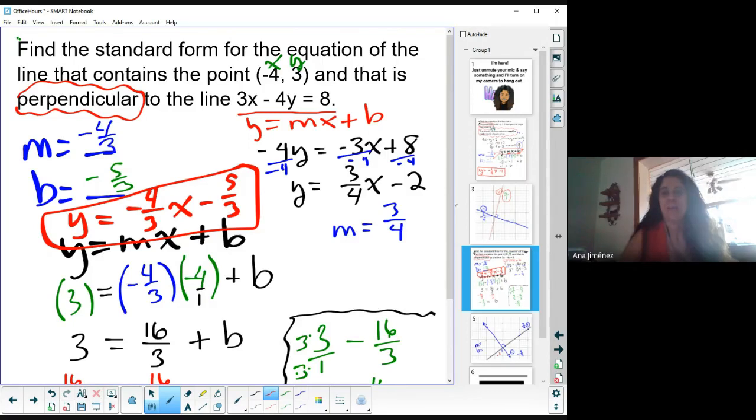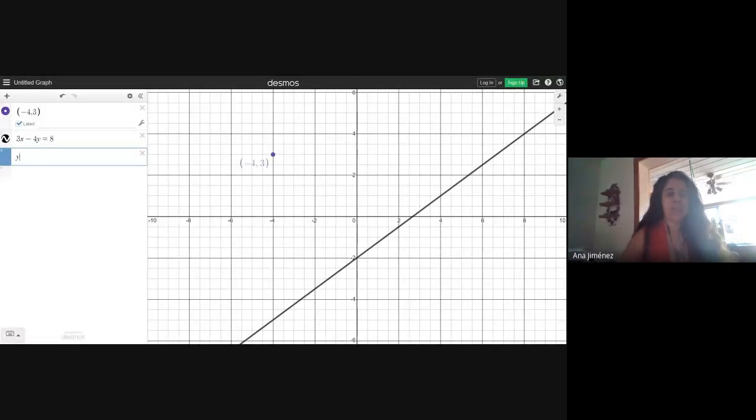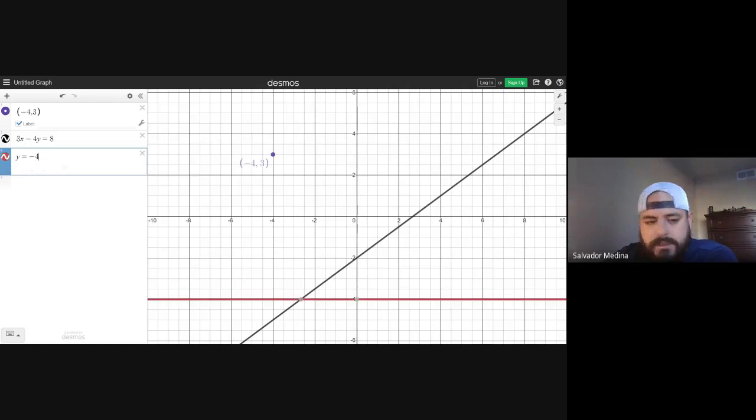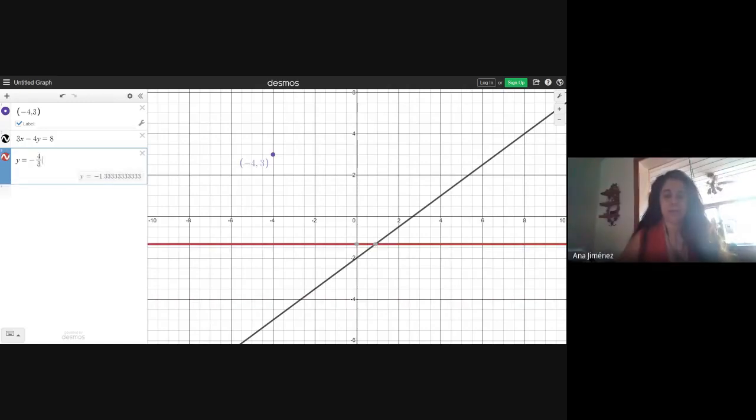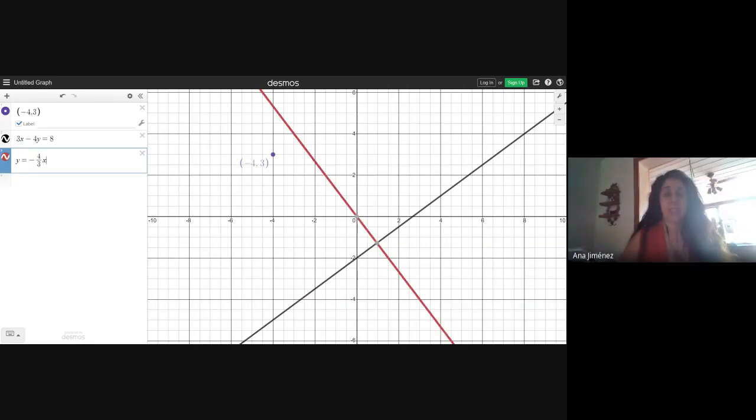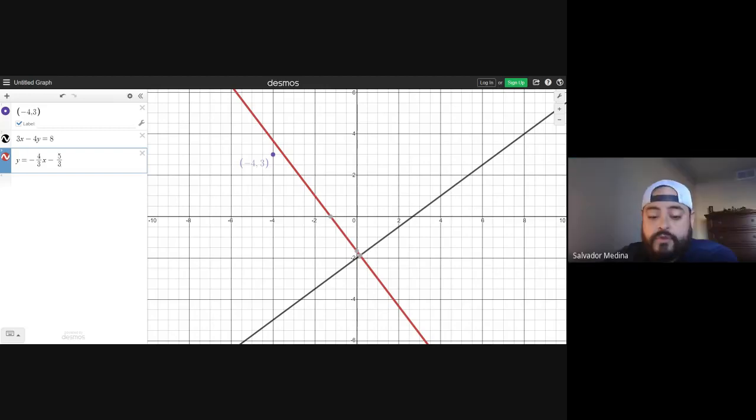So I'm going to head over to Desmos, and I'm going to graph that line so that you can actually see what it looks like. There we go. Help me out again. If you could just say it out to me. Y equals -4/3 x, boom, perpendicular, but not through the point, and then minus 5/3. Boom.